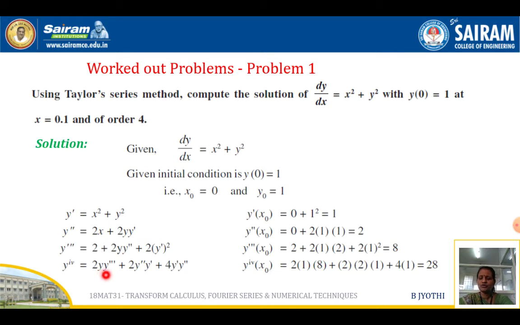Then we get 2y y triple dash plus 2y double dash y dash plus 4y dash y double dash. This again we will substitute the values of x naught, y naught, y dash naught, y double dash naught and y triple dash naught. All these values if we substitute and simplify, we get it as 28. So after getting the y dash, y double dash, y triple dash and y fourth derivative, let us substitute in the Taylor series.